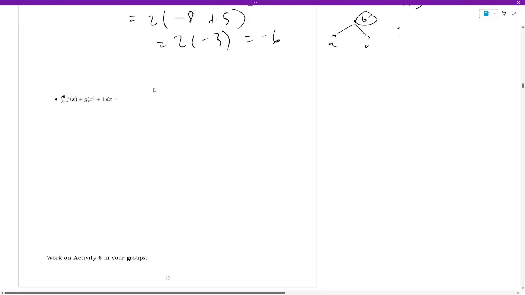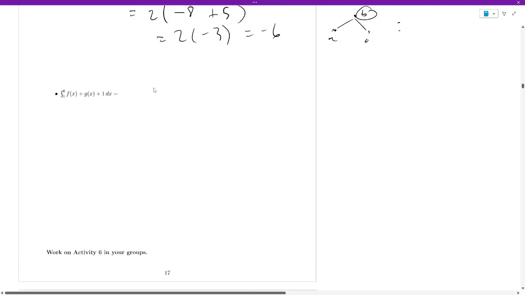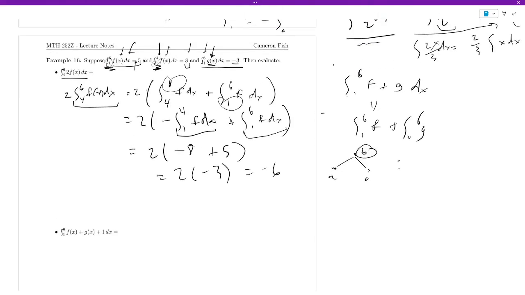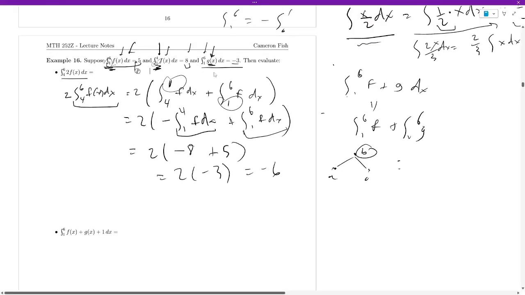Let's take a look at this one. So this one's pretty straightforward. I have 1 to 6, f, g, 1. I have 1 to 6, f up here. I have 1 to 6, g up here. So probably I can just start breaking this apart, and it's going to work out.